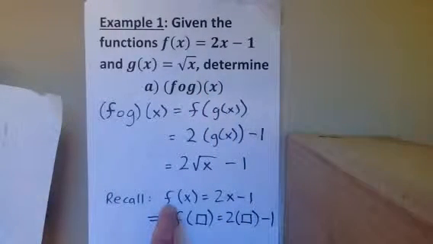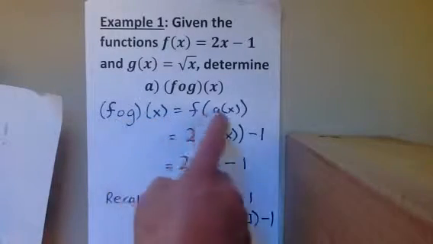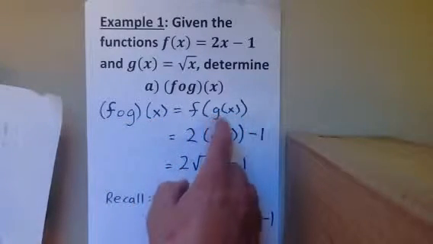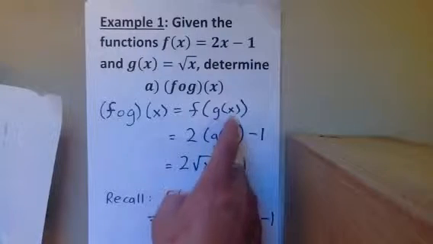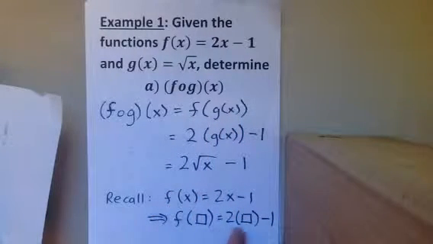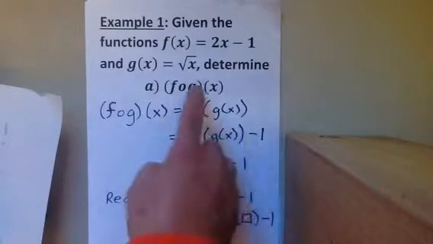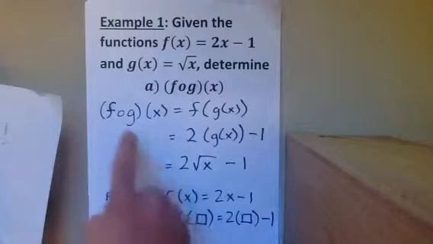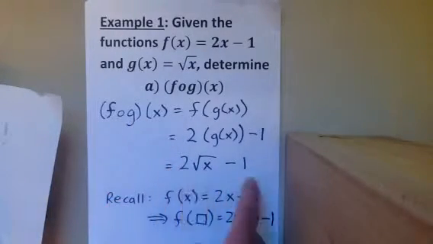Before we begin, let's recall that f of x equals 2x minus 1 means f at block equals 2 block minus 1. Now, f of g of x, so this is now the block, right? F at block is 2 block minus 1. Well, our block is now g of x. So, instead of saying 2 block minus 1, we'll say 2 g of x minus 1. What's g at x? Root x. So it becomes 2 root x minus 1, and we can say f of g of x equals 2 root x minus 1.